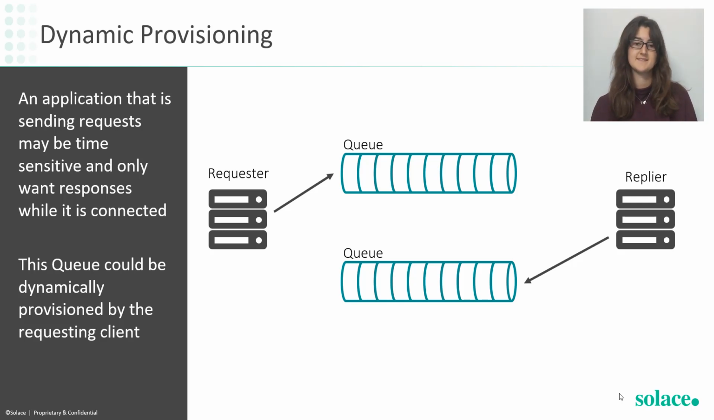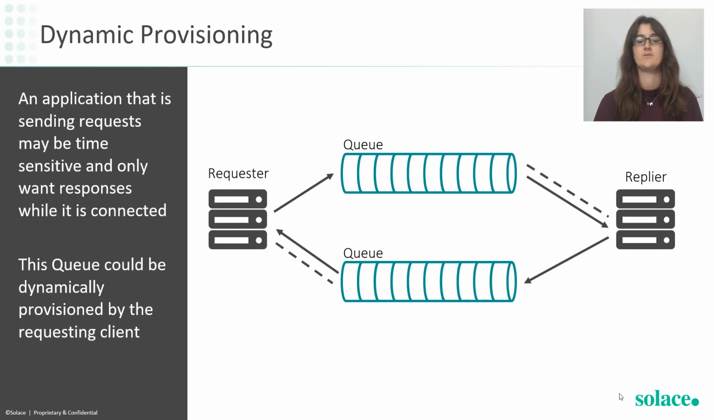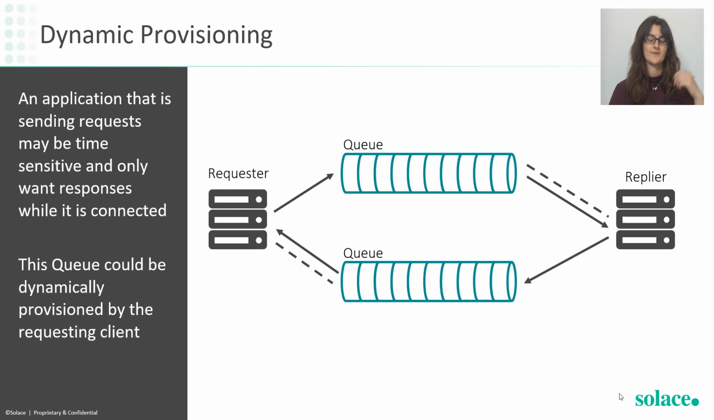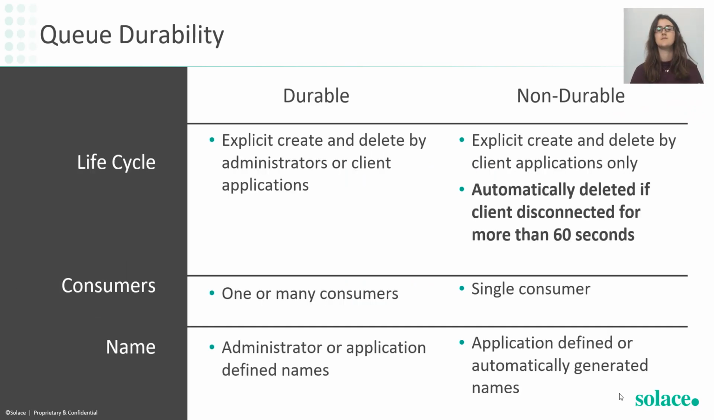So in this case, we can have a queue that's dynamically created by the client application. It creates the queue and only receives messages while it's connected. Should it disconnect and reconnect later on, it would re-request for the messages and receive the latest. So what about the differences here?